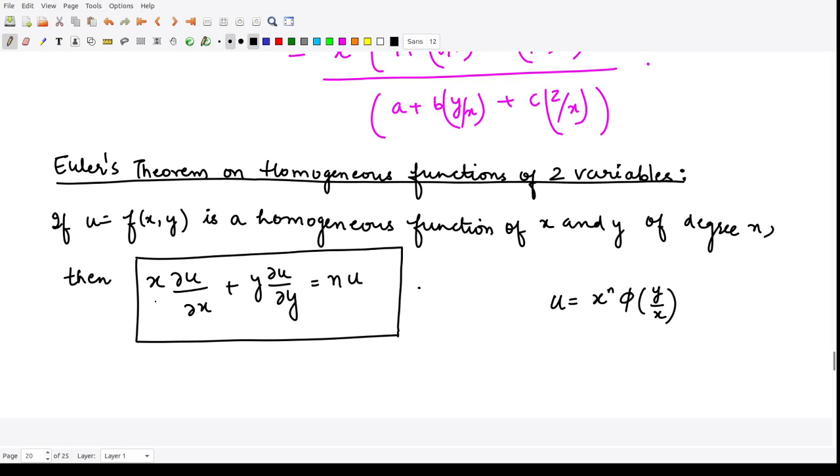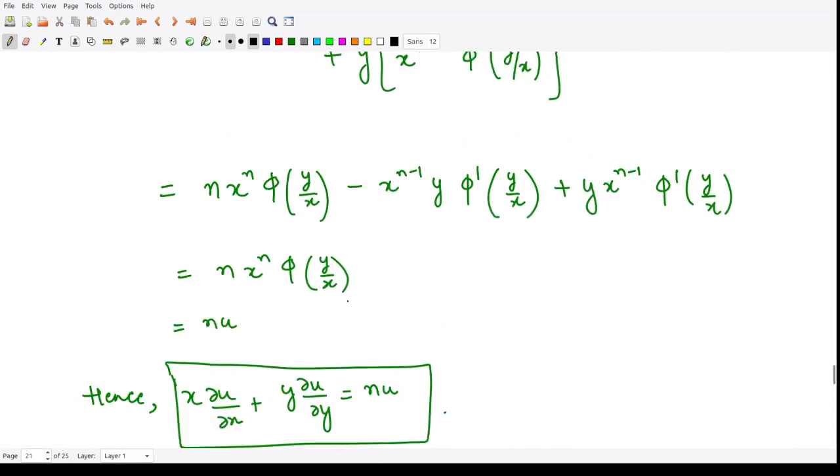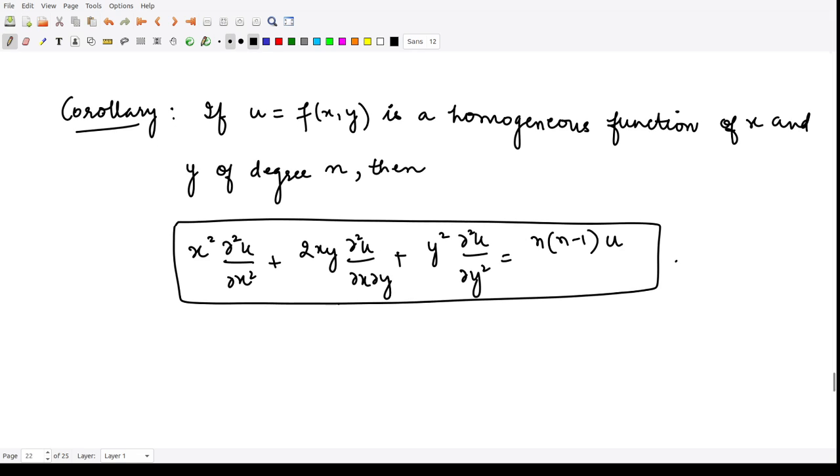This theorem states that x into the partial derivative of u with respect to x plus the partial derivative of u with respect to y multiplied by y is equal to n into u. Now we'll see the corollary corresponding to this, which gives the result in the second order derivatives.